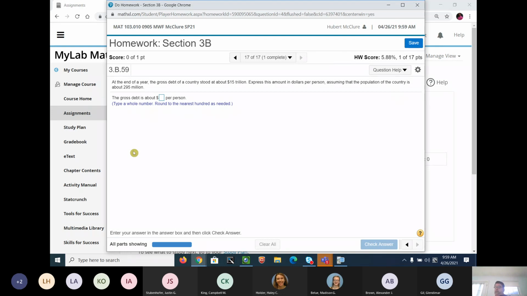15 trillion. Well, this is 1,000. And this is 1,000,000. This is 1,000,000,000. And 15 trillion would be 3 more. So 15 with 12 zeros.